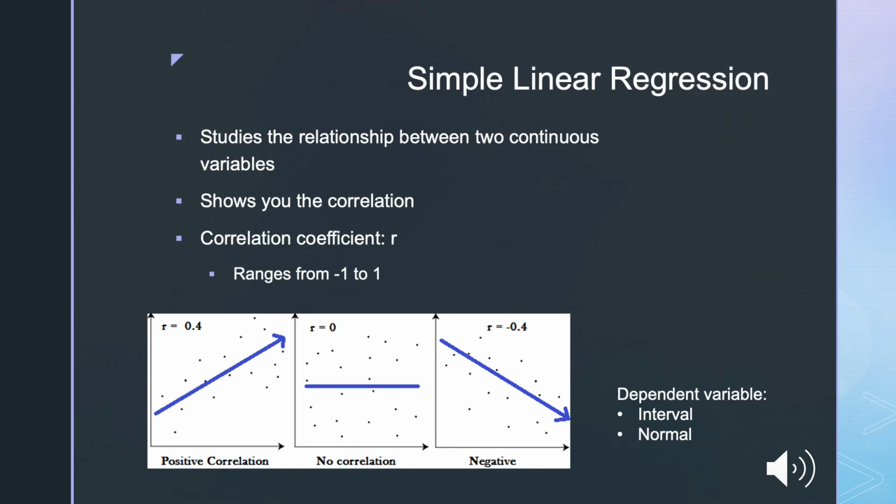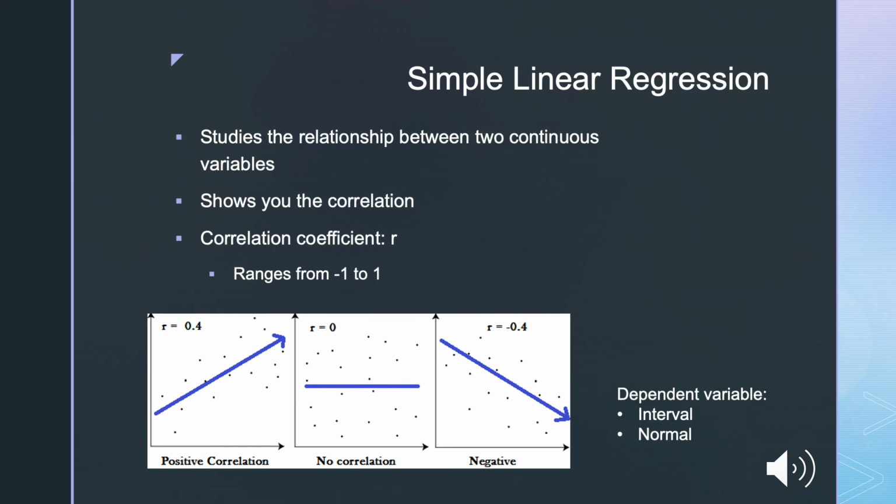Okay, so now we're going to move on to linear regressions. First, we're going to start with a simple linear regression. This studies the relationship between 2 continuous variables. So there's not necessarily an independent variable or a dependent variable, it's just 2 variables and seeing the relationship of them on a line. So this shows you the correlation, which then gives you the correlation coefficient, which is R. And R ranges from -1 to 1.